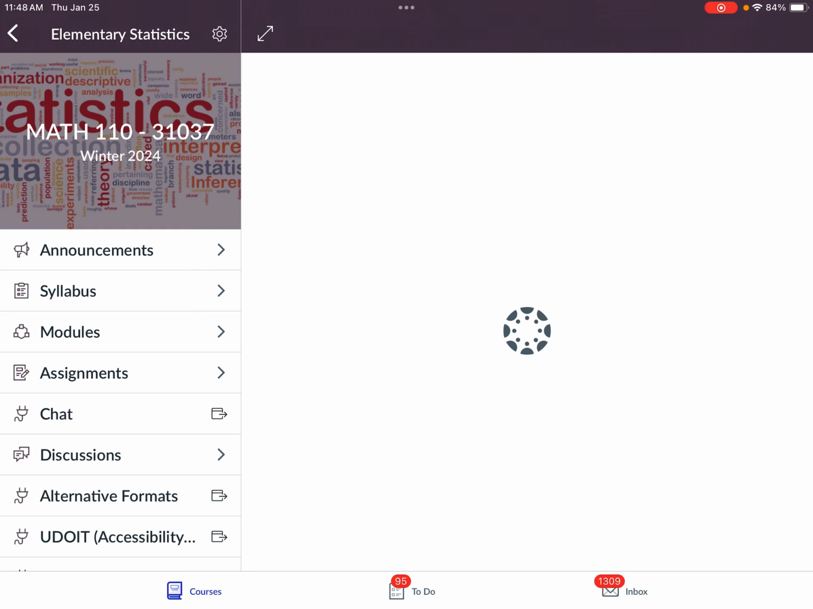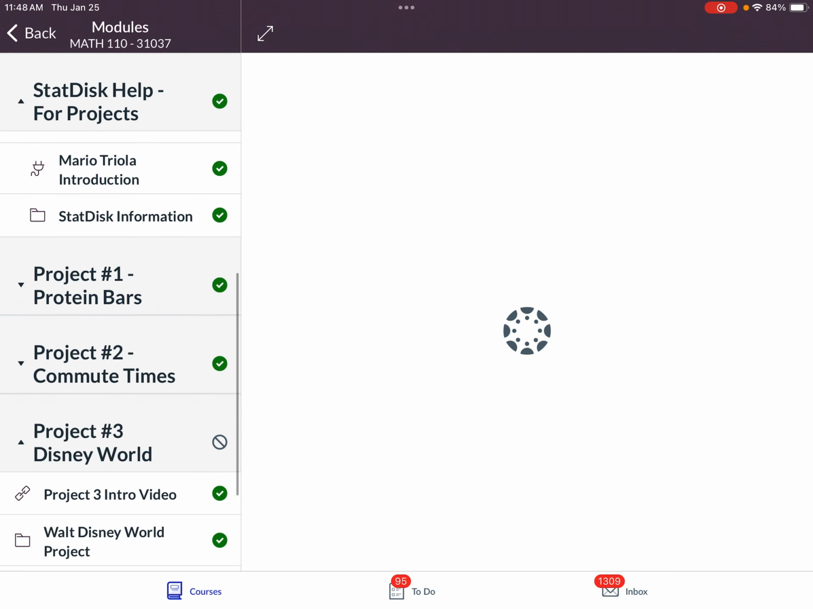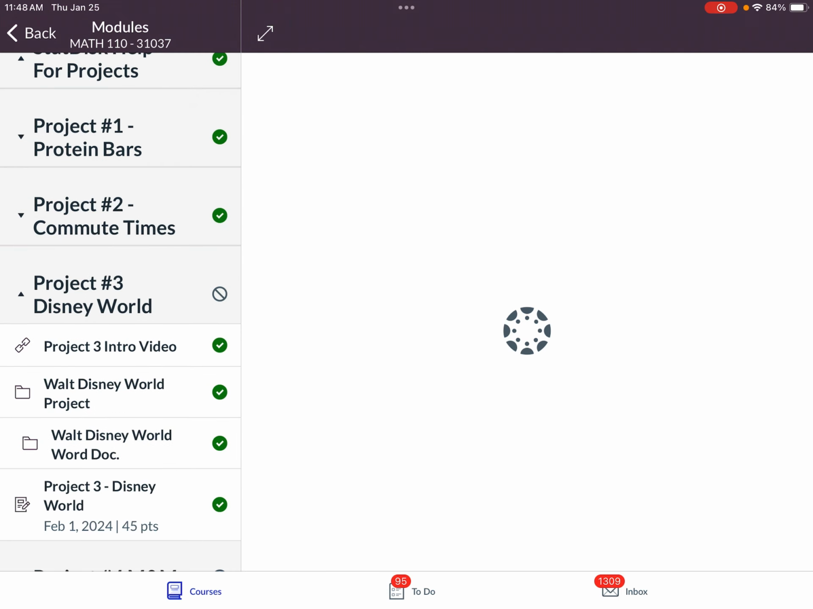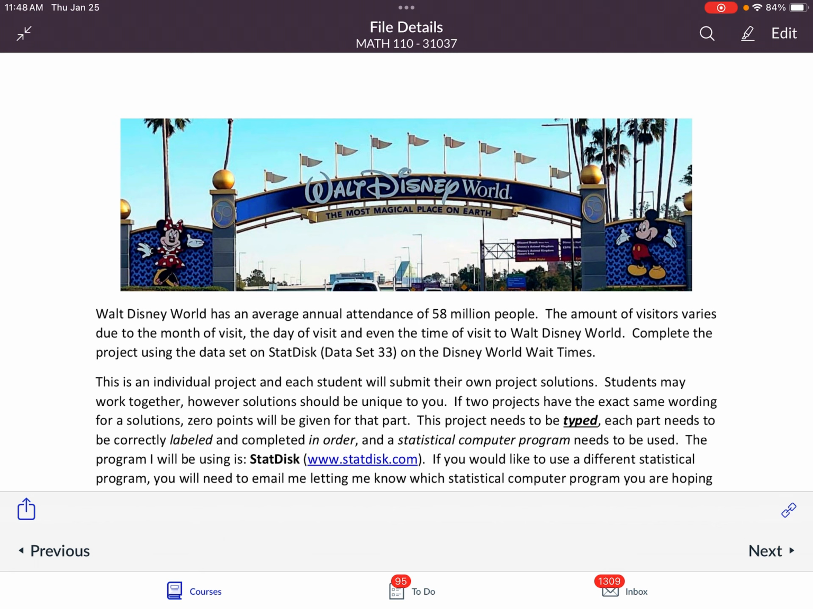We're going to go ahead and take a look at Project 3. So in Canvas, I'm going to go to Modules, and from here I am going to find our Project 3 folder, which is on Disney World. In that folder, you'll notice that we have an intro video, which is being recorded right now, along with the project as a PDF and as a Word document. So I'm going to go ahead and open this up.